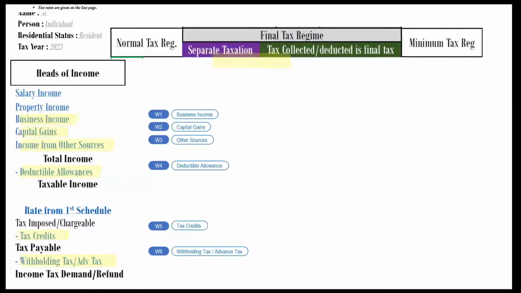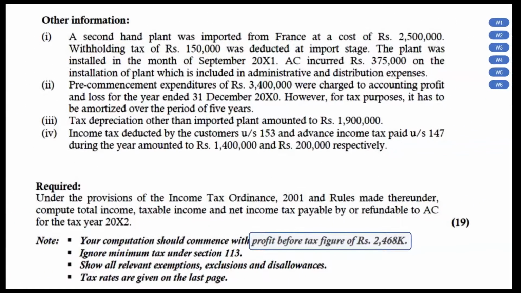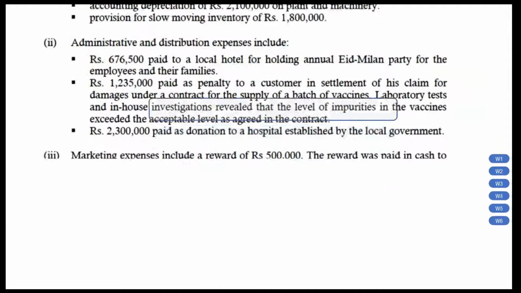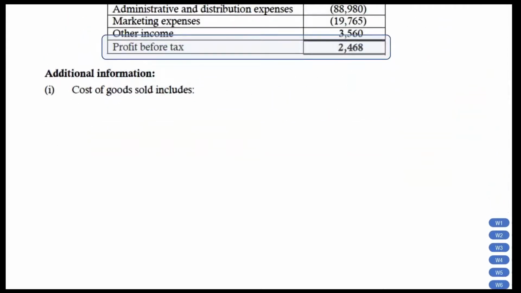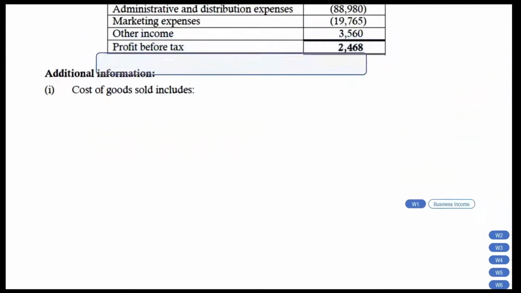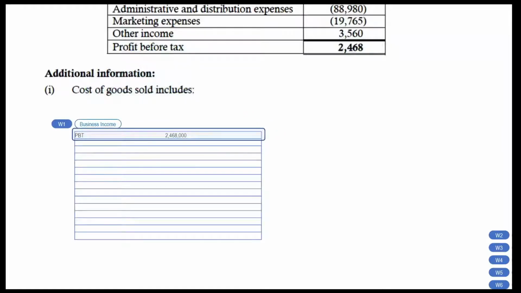Now we start the execution part. Start reading question and fill the information in workings. Examiner wants you to start working from figure of profit before tax. Look for profit before tax figure given above. Rupees 2,468 million will be the starting point. In your working, mention this figure.